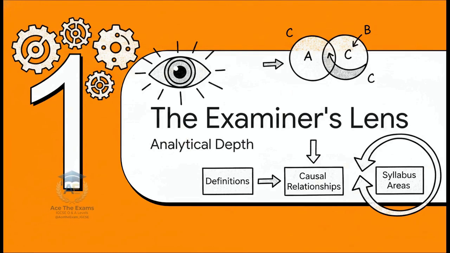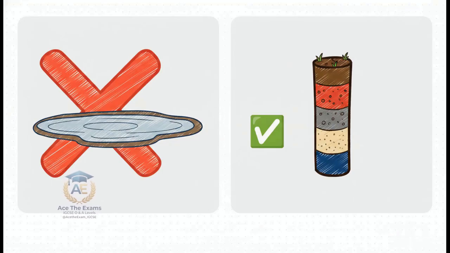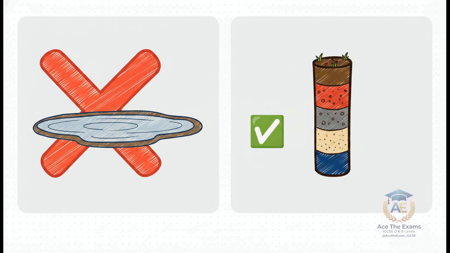This is all about analytical depth. Okay, so here's the secret. Top-performing students don't just regurgitate facts. They exhibit a deeply connected conceptual understanding that they can easily transfer to totally unfamiliar exam contexts. You really have to understand that the theoretical architecture of accounting rests on a few things: precise definitions, identifying causal relationships, and integrating these concepts with other areas of the syllabus.